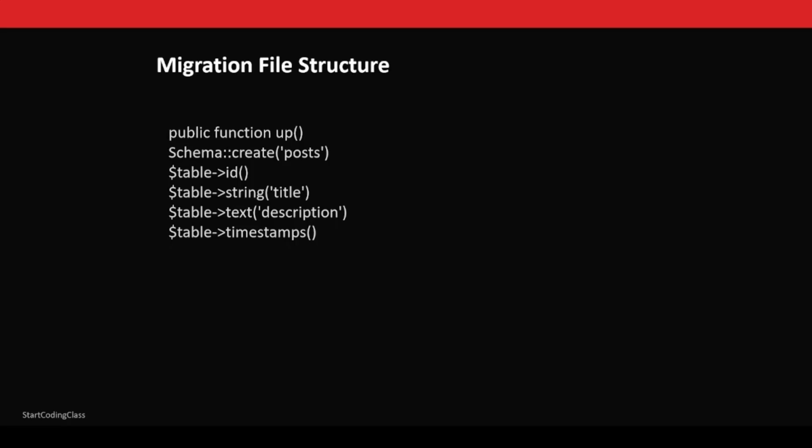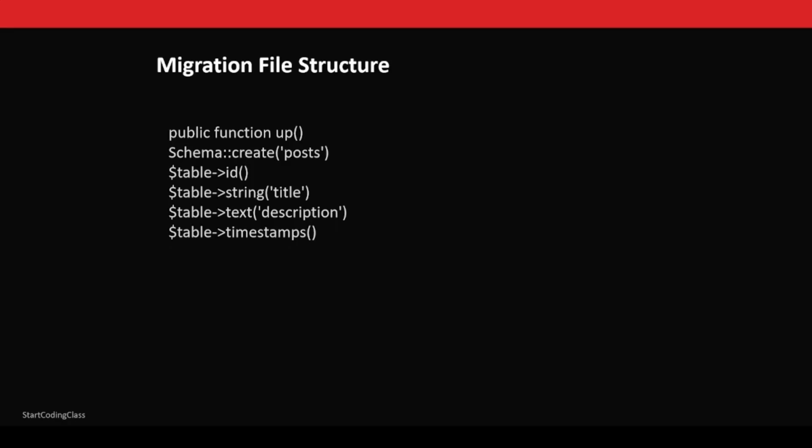So now comes the most important part of the migration, the schema builder. Schema builder is where we define our actual database columns. Okay, so Schema::create creates a database table named post. Okay, and this $id is a column name like id.